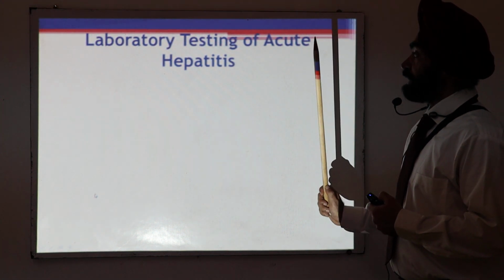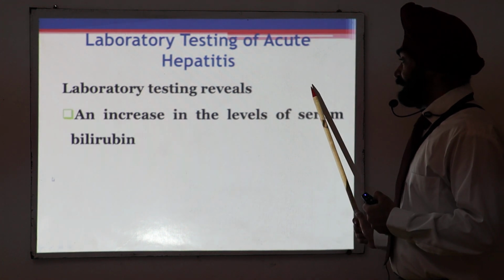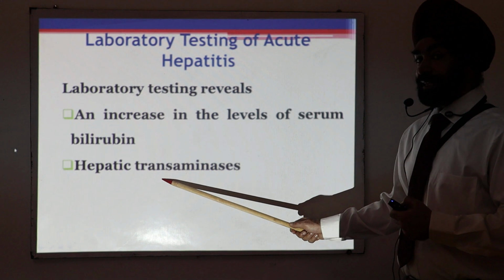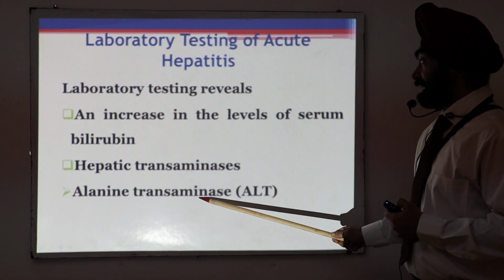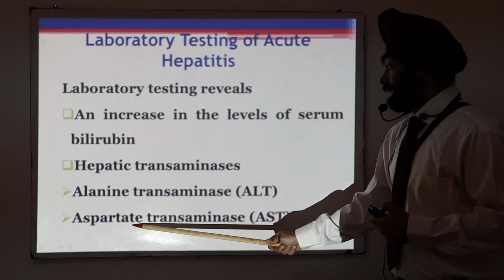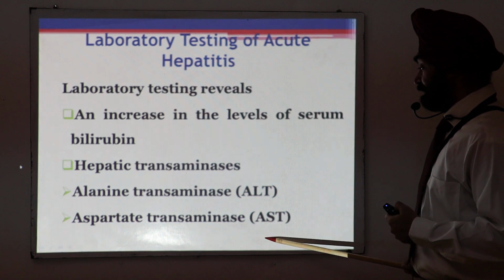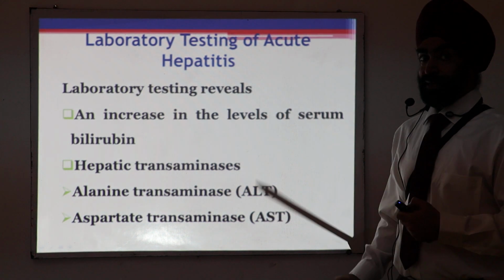So how to diagnose acute hepatitis? Laboratory findings will reveal increased levels of serum albumin and a rise in the levels of hepatic transaminases like alanine transaminase and aspartate transaminase. So an increase in the levels of ALT, AST and serum albumin indicates that acute hepatitis is there.